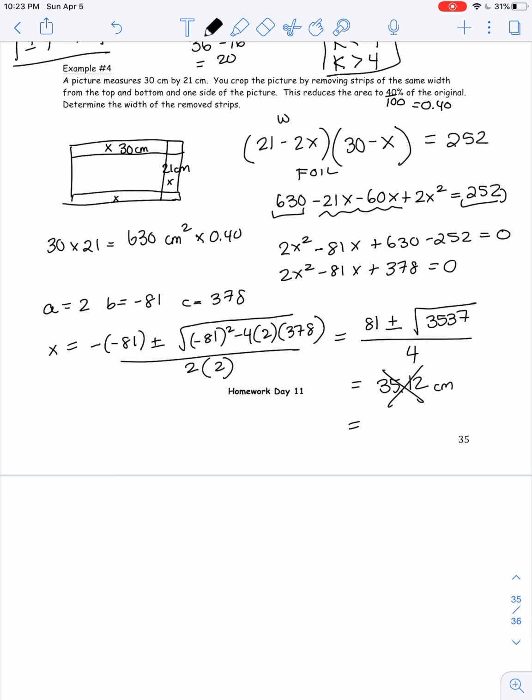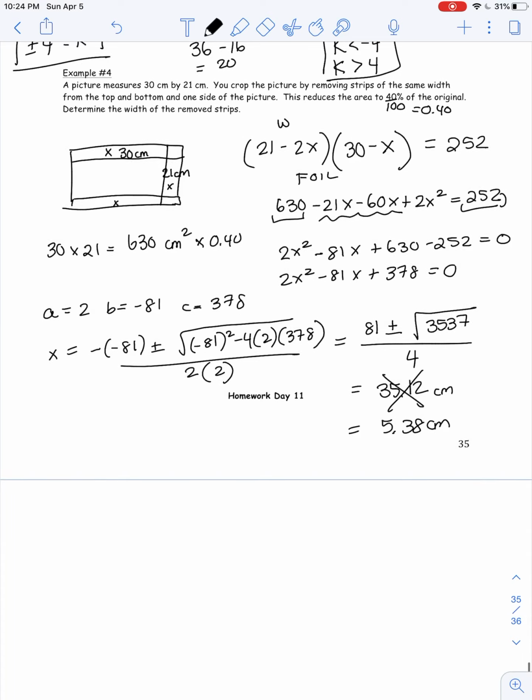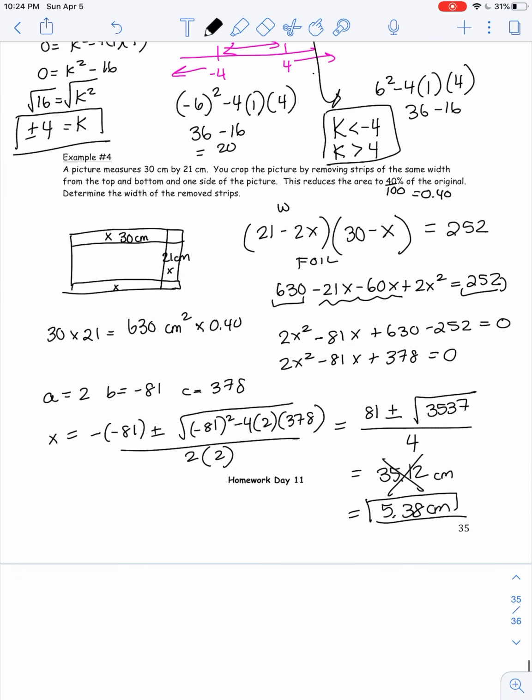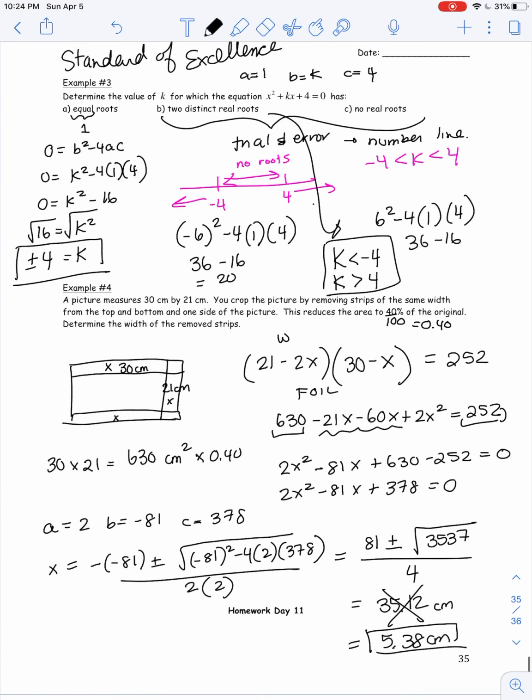Our next answer will be 81 subtract the square root of 3,537. Get your answer and divide your answer by 4. And you should get 5.38 centimeters, and that makes more sense. So this seems to be the width of the removed strip. This is the width of the removed strip. And so that is how we solve our question using quadratic formulas.